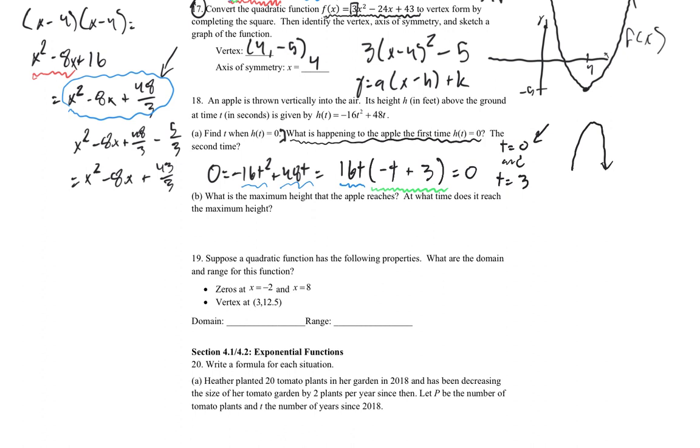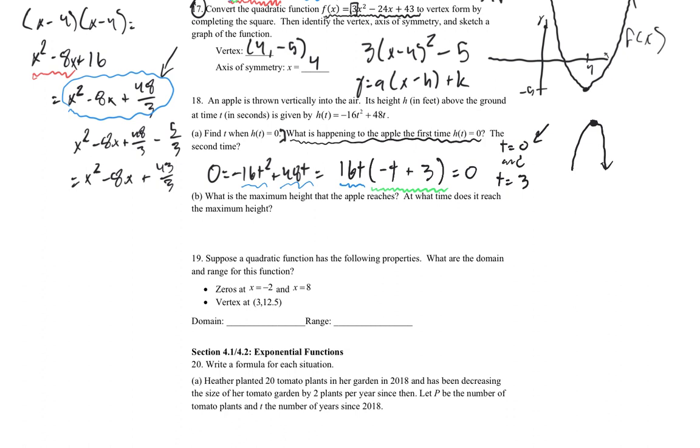What is the maximum height that the apple reaches? At what time does it reach the maximum height? Well, the maximum height in our little sketch would be up here. What is our math word for that point? Yes, the vertex. Excellent. I'm so glad you're participating. Anyway, so let's go ahead and find the vertex.